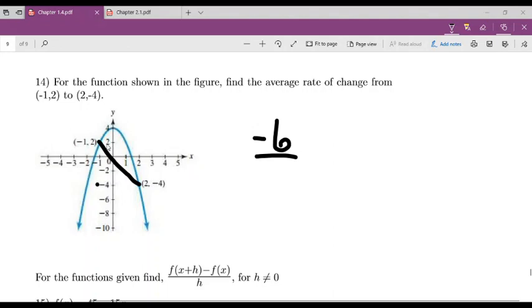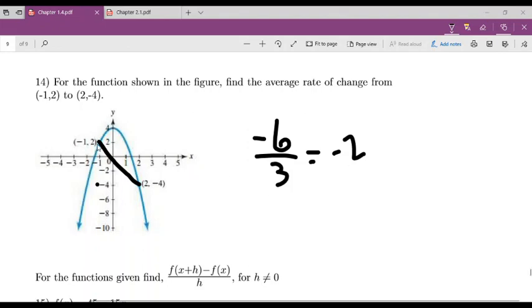Now our units change here. We were going by 2s here, we're going by 1s here. So we're going 1, 2, 3 units to the right. So what you look at here is our average rate of change from there to there. Simplified, it's just -2. Now if you want to do the average rate of change function, be my guest.